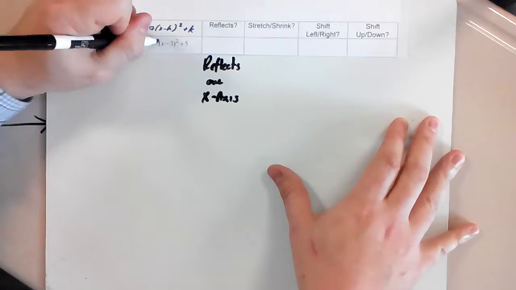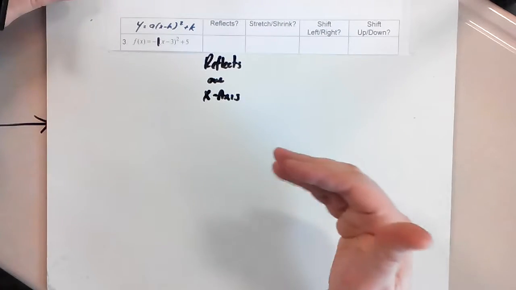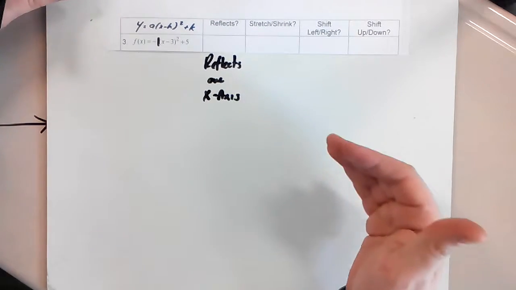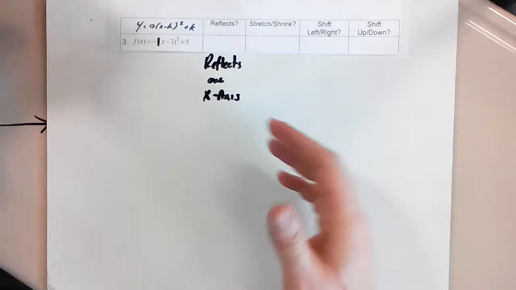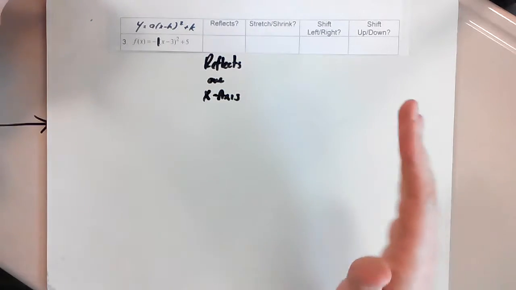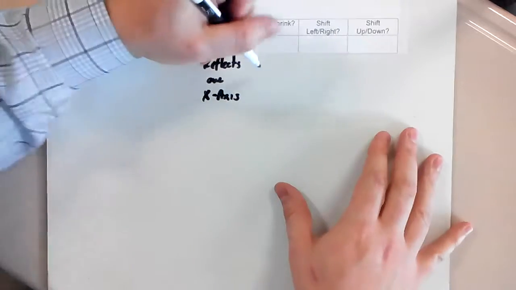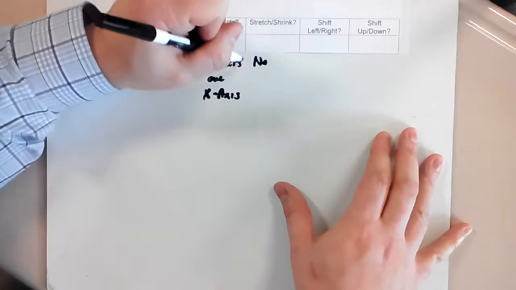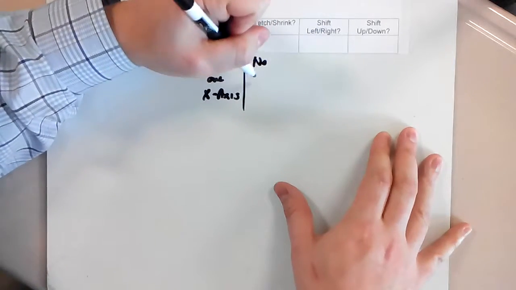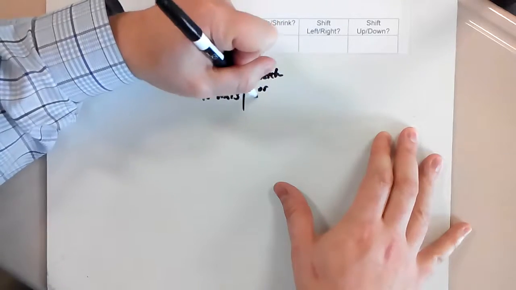Now, you see we don't have a number there. So there's like an imaginary 1 here. So as a result, it's not going to stretch or shrink, because it's only going to stretch if it's more than 1, and it's going to shrink if it's less than 1. But 1 has no stretch or shrink. So let me draw these lines here: no stretch or shrink.